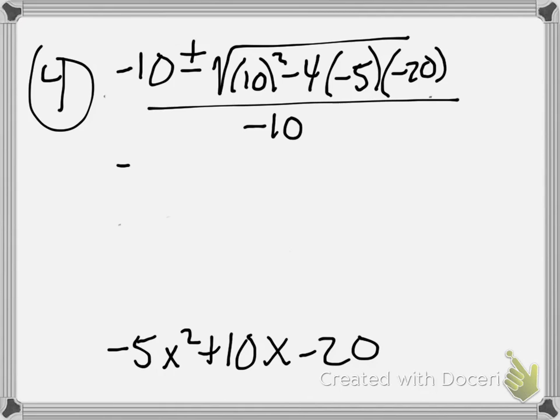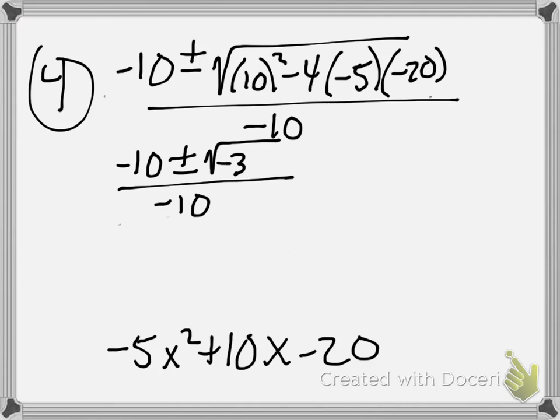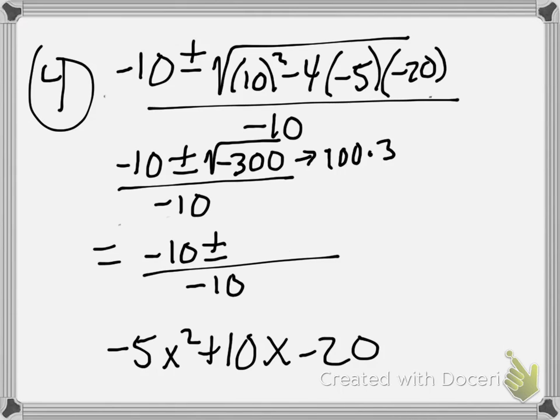Again, you always want to figure out what's underneath your radical first. And if I just solve the number underneath the radical, I get -300. Now, while -300 is not a perfect square, it can break down basically to 100 times 3. Well, and a negative, that just makes it imaginary. So we get negative 10 plus or minus 1 over negative 10.